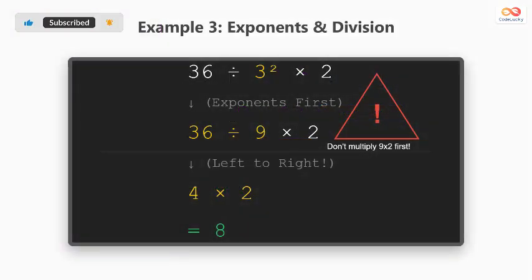Be careful with this one. 36 divided by 3 squared times 2. First, we do the exponent. 3 squared is 9. Now we have 36 divided by 9 times 2. Division and multiplication are equals, so we go left to right. 36 divided by 9 is 4. Then, 4 times 2 is 8.